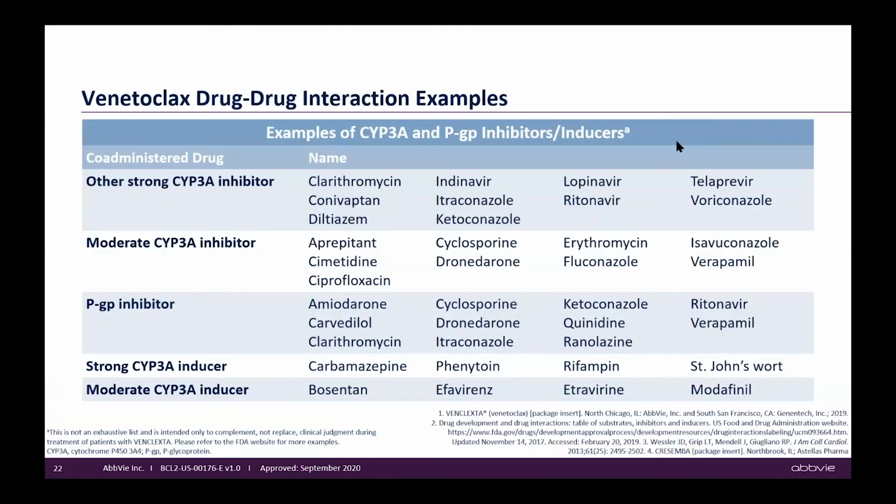So here are just examples of strong and moderate CYP3A4 inhibitors, as well as inducers, and of course, P-gp inhibitors. Most notably, in terms of the strong and moderate CYP3A4 inhibitors: diltiazem, voriconazole, fluconazole, isavuconazole, ciprofloxacin. In terms of P-gp inhibitors that are notable and often used: amiodarone and carvedilol.